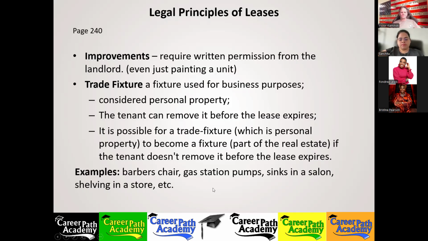Okay. So some examples of trade fixtures are barber chairs, gas station pumps, sinks in beauty salons, shelving in the stores. But when they move, they can't just pull out the sinks and leave the pipes leaking there. They need to cap them off behind the walls, like the premises was when you first got it.